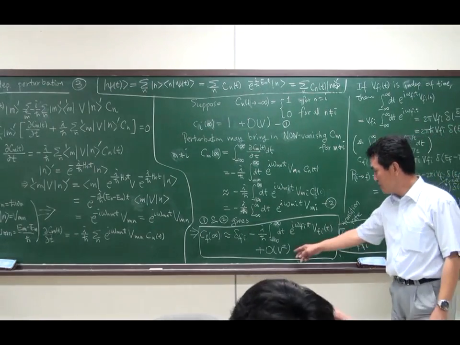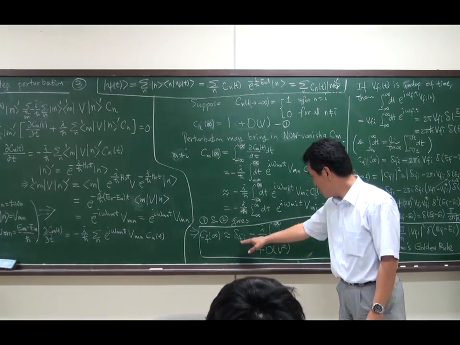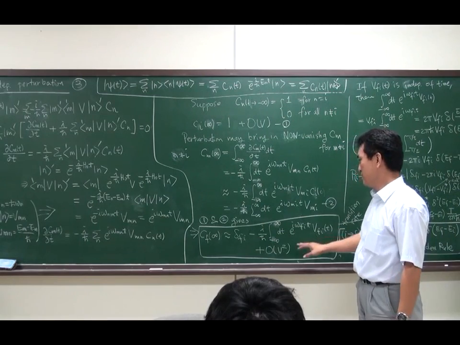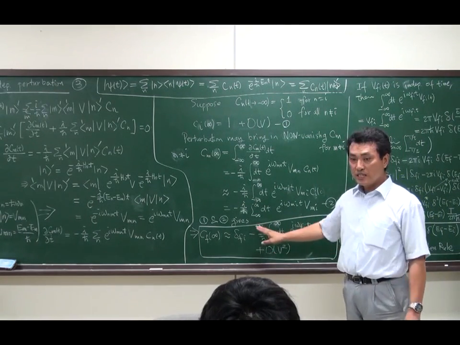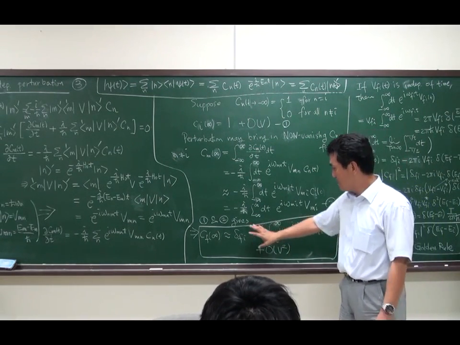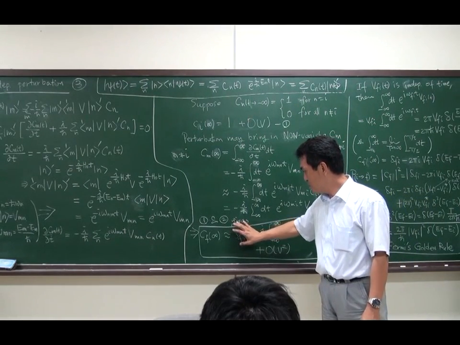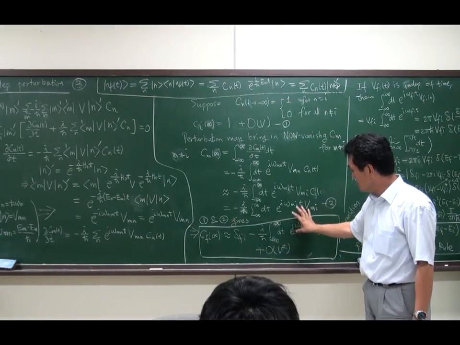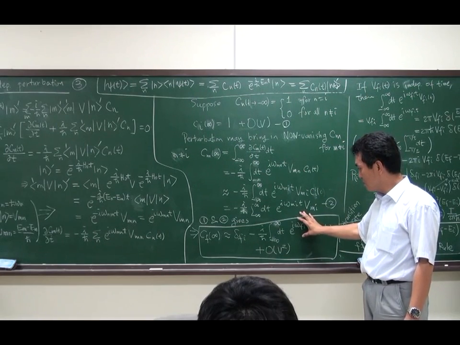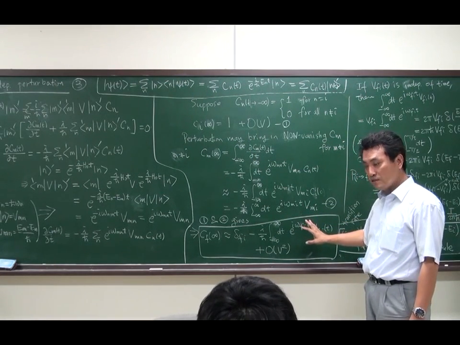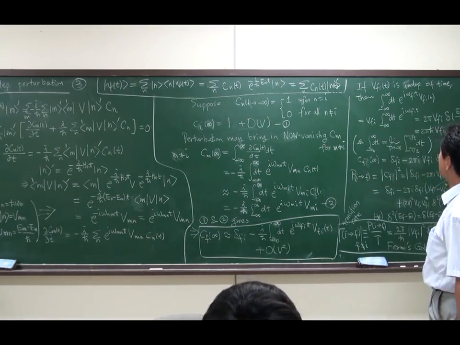Although it is written like that, it is valid to order V, it is actually the leading order contribution. This is the leading order contribution for the initial state. This is the leading order contribution for the non-initial state, and remainder.